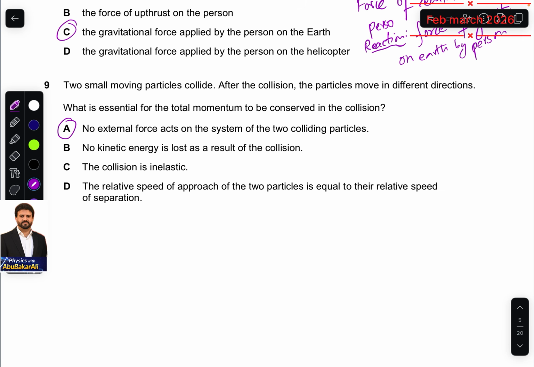Okay, B is no kinetic energy lost. This condition is for the elastic. They are not asking you the elastic. You have to keep in mind momentum is conserved in all the collisions. Whenever the system is closed, the momentum will be conserved, whether it is an elastic collision or an inelastic collision. So this can be true for elastic, but for momentum to be conserved, this condition is not required. The collision is inelastic. The relative speed of this is also for the elastic collision, the D option. Okay, so only option A is correct.